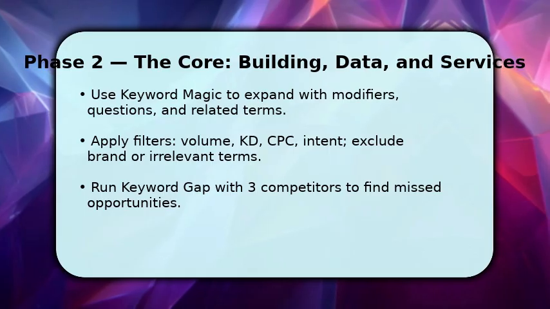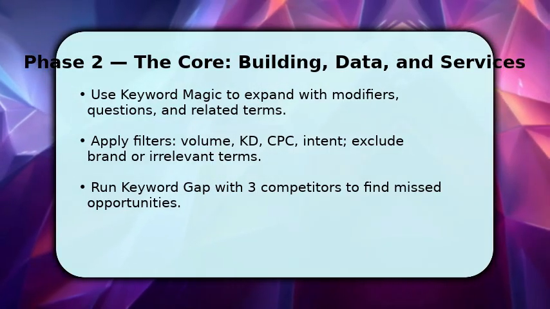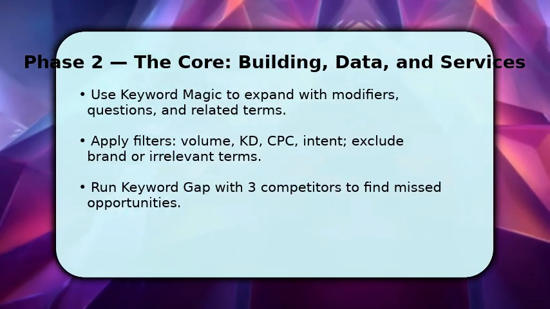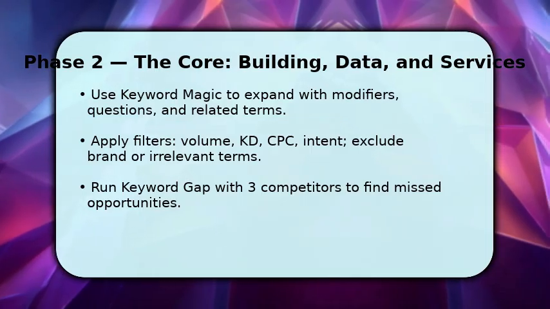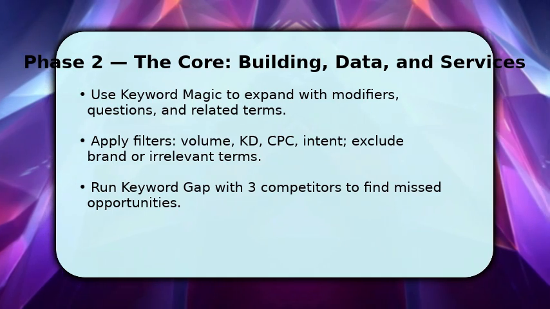Next, run Keyword Gap against 3 competitors to reveal missed opportunities and low competition gems. Make sure to export filtered lists and tag by funnel stage. Tags let you sort intent, priority, and content type later. This keeps your keyword universe organized for execution.